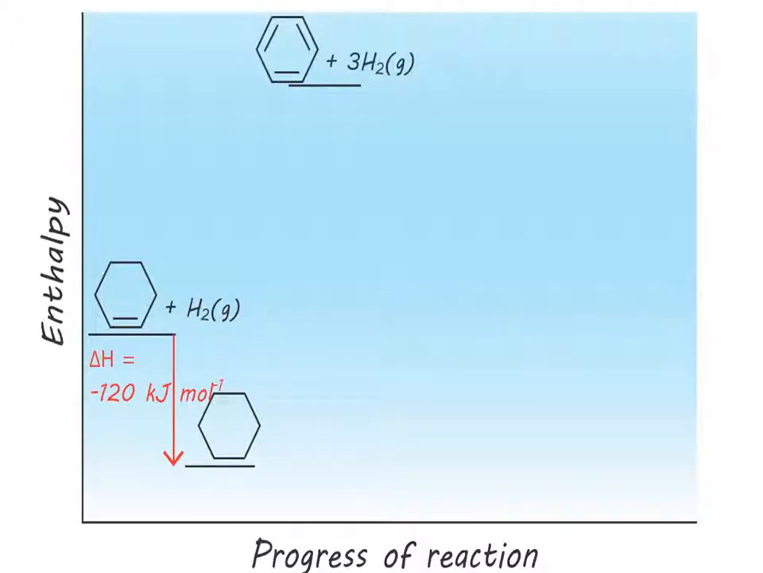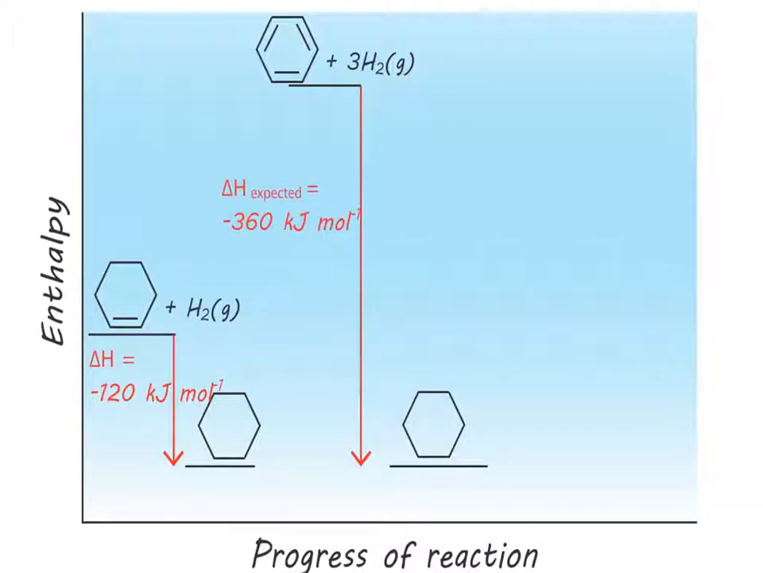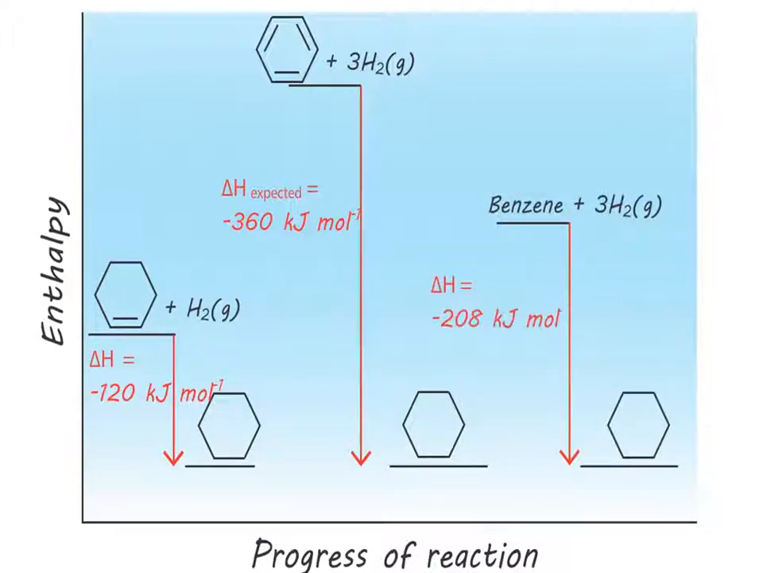For Kekulé's proposed structure of cyclohexa-1,3,5-triene, you would expect 3 times the amount of energy to be released when it is hydrogenated, as there are 3 times as many double bonds. You would expect 360 kilojoules per mole of energy to be released. However, when benzene is hydrogenated, it only releases 208 kilojoules per mole, suggesting that the benzene structure is more stable than the cyclic alkene structure proposed by Kekulé.